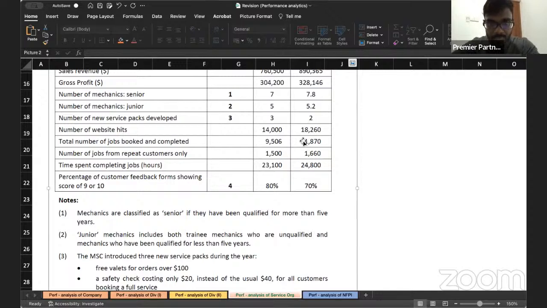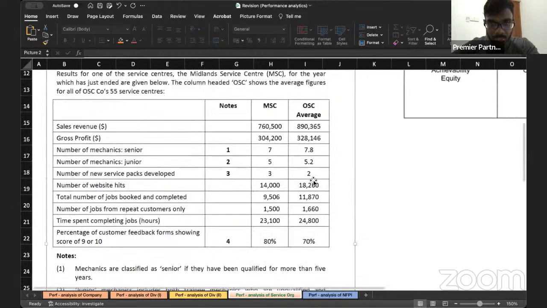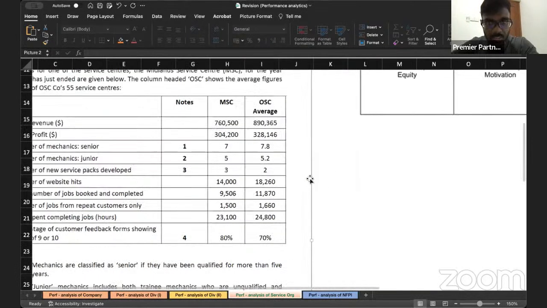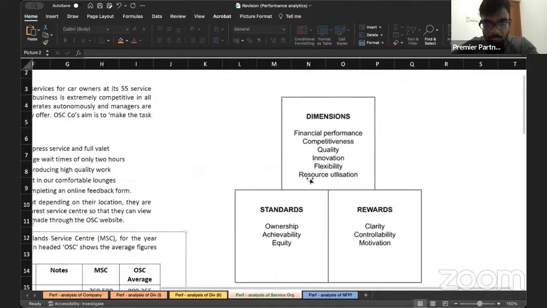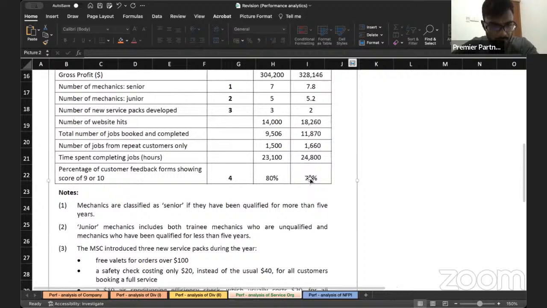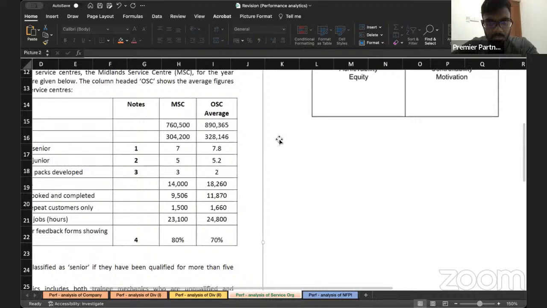Do the same thing for the OSC average. You're looking at your efficiency, right? Resource utilization. Yeah, you can take that, no?